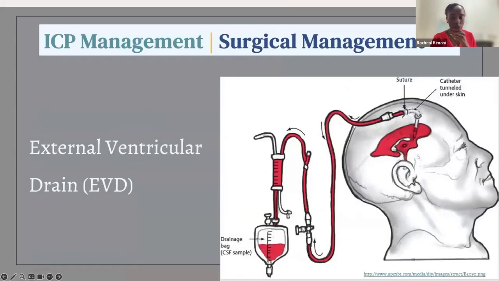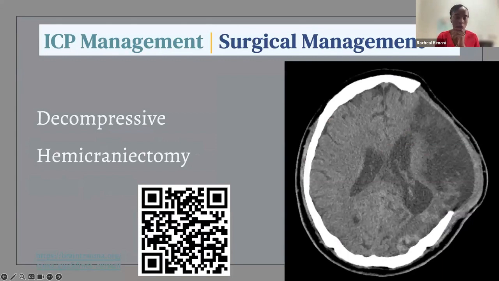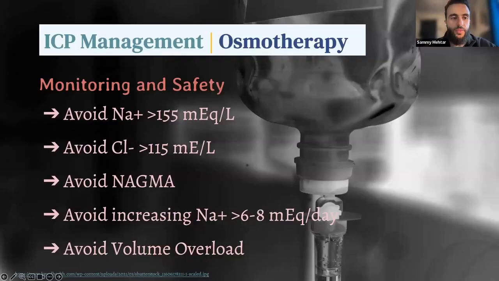Somebody is asking in the chat, what is NAGMA? Could you elaborate on what that is? Yeah, of course. I'll go back here. NAGMA is the non-anion gap metabolic acidosis. In this situation, it can also be called a hyperchloremic acidosis. It's essentially because there's no anion gap, because the acidosis is caused by a relative decrease in the bicarbonate, which is a measured anion.